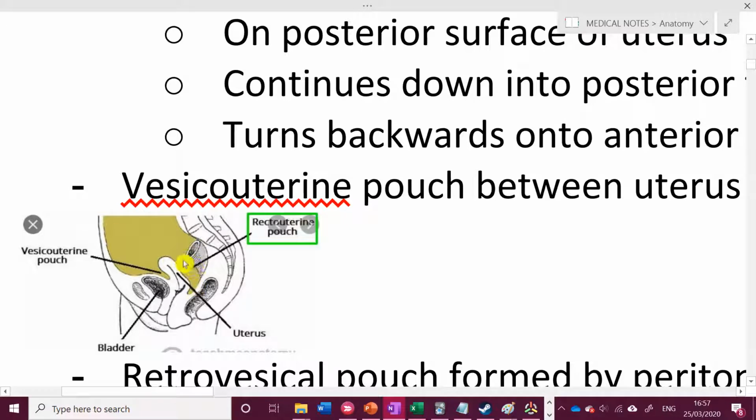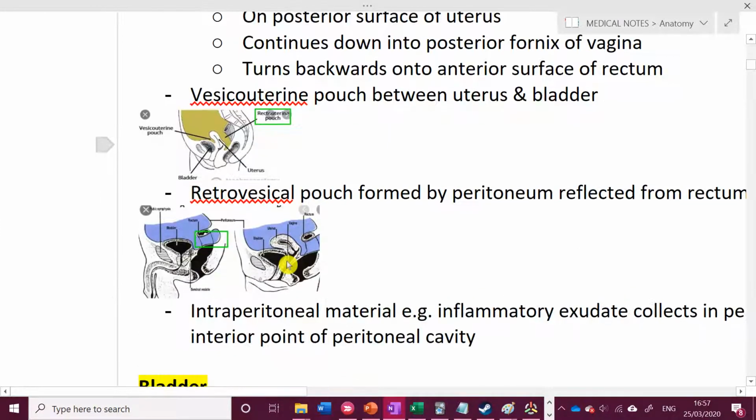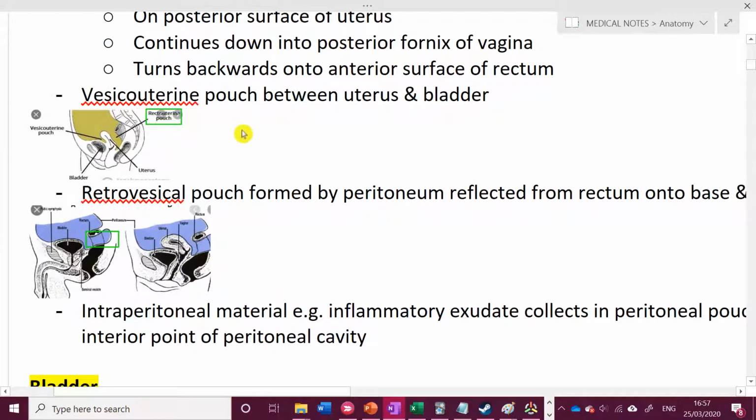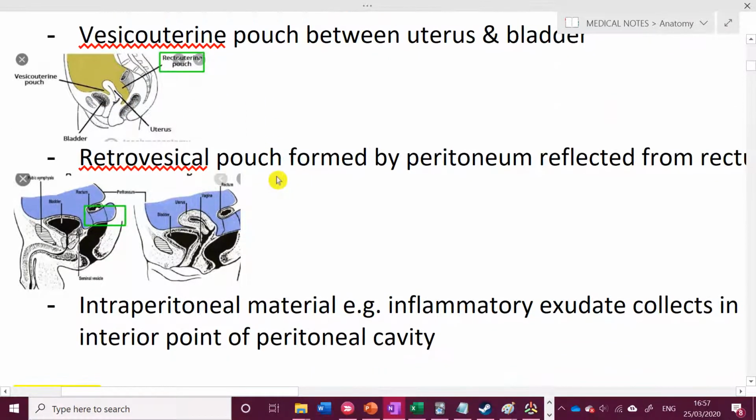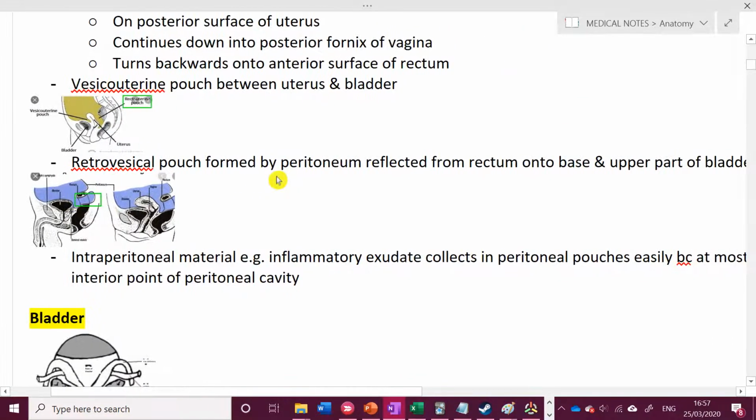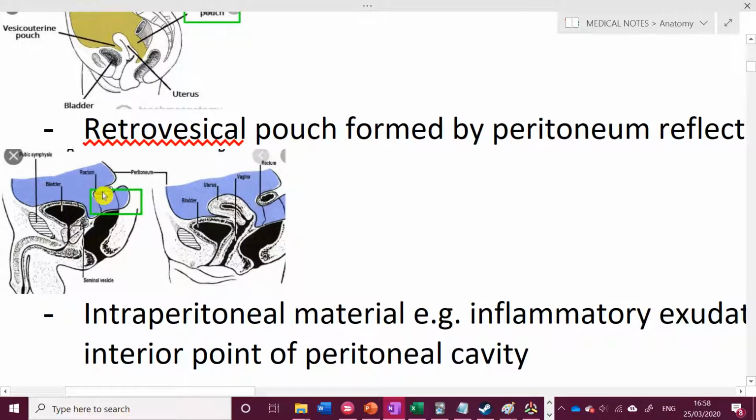So the rectum is here, it goes down the posterior wall of the uterus, and turns back up onto the anterior surface of the rectum. And the vesico-uterine pouch is between the uterus and the bladder, so the bladder would be somewhere anteriorly here. The retrovesical pouch is formed by the peritoneum, which is reflected from the rectum onto the base and upper part of the bladder.